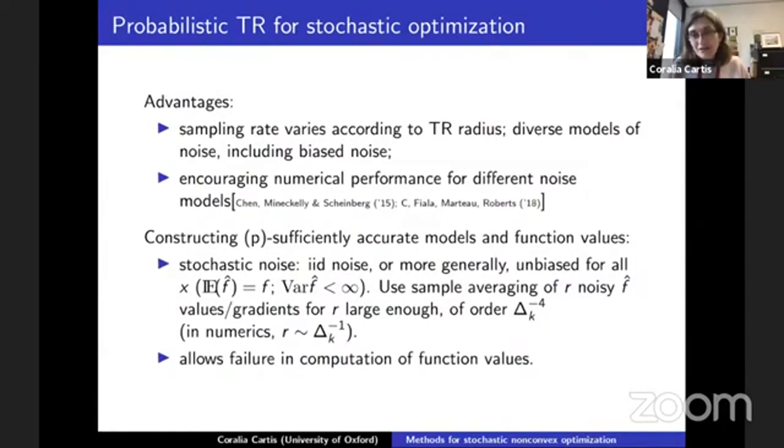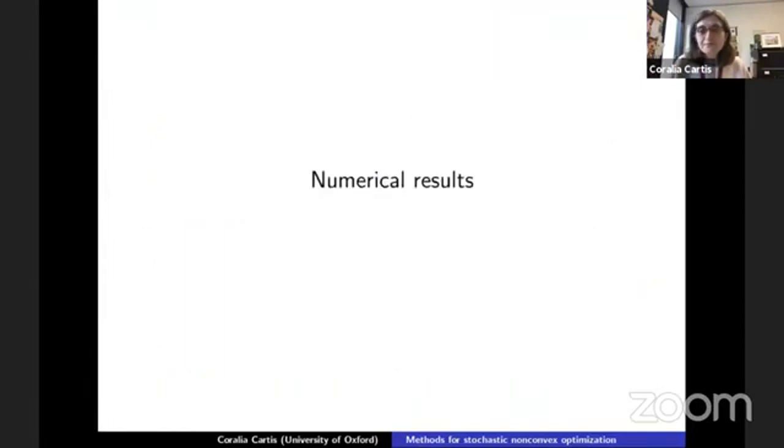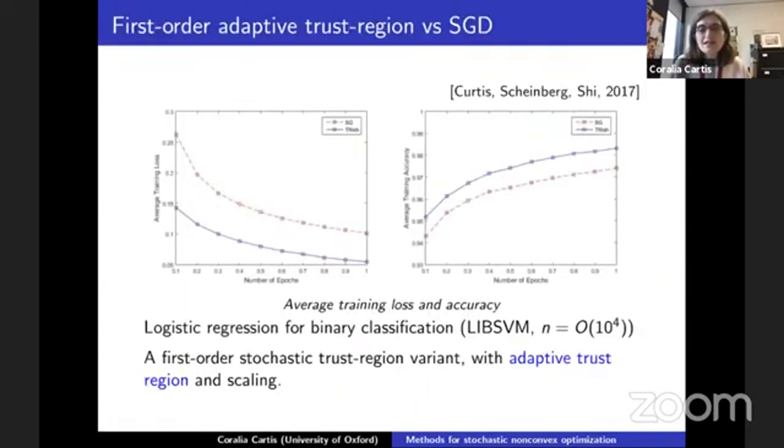Does it lead to better numerics? So I'm going to showcase some numerical results, not that I obtained, but that Katya and Frank Curtis have. So they've actually looked at running these on some problems. So, for example, logistic regression on binary classifications.